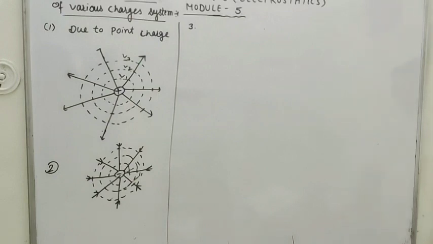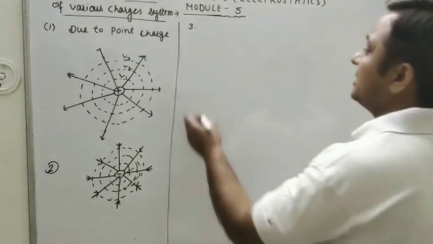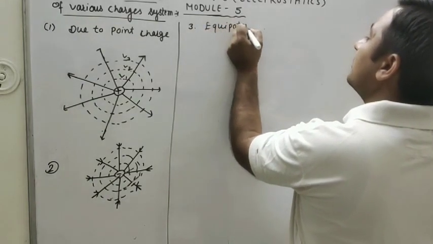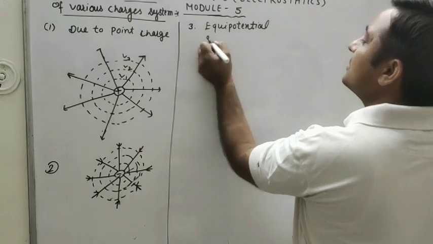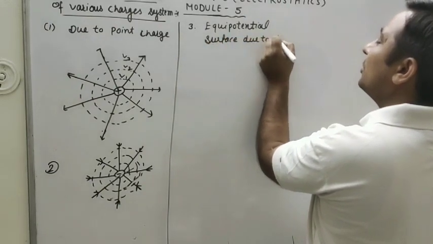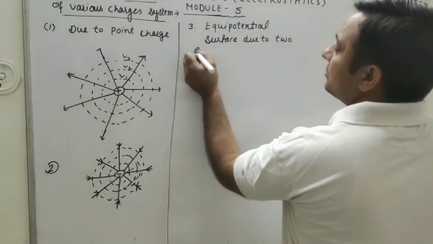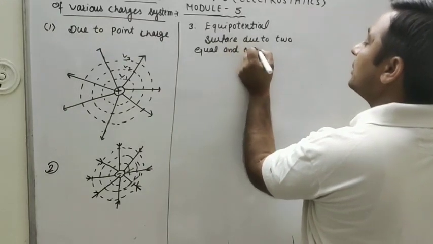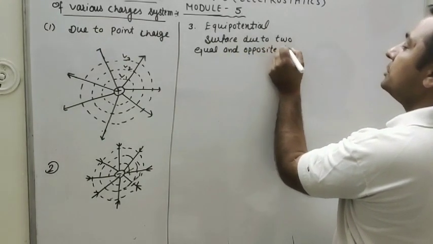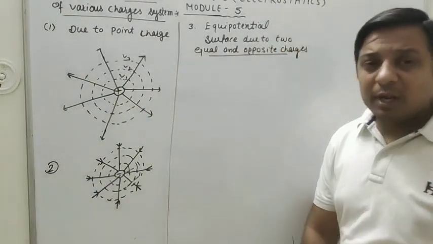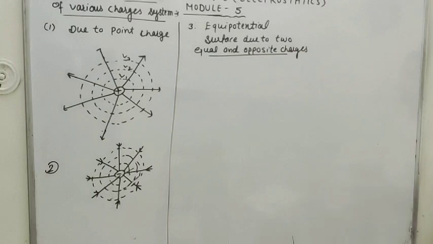Now the third one: equipotential surfaces of two equal and opposite charges. So dear students, we will have to draw two equal and opposite point charges.